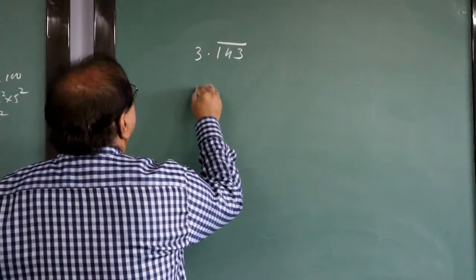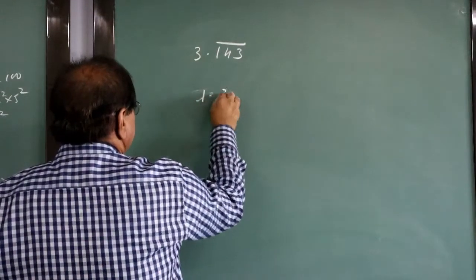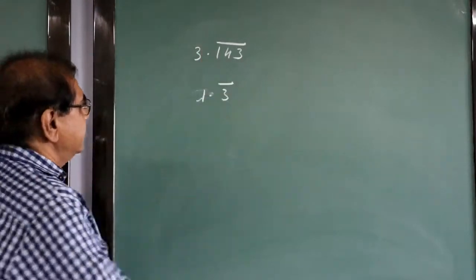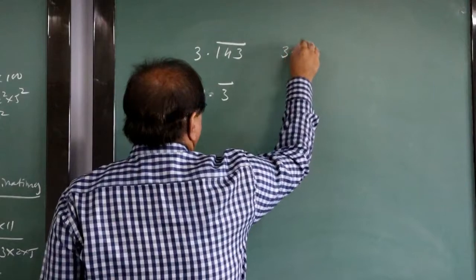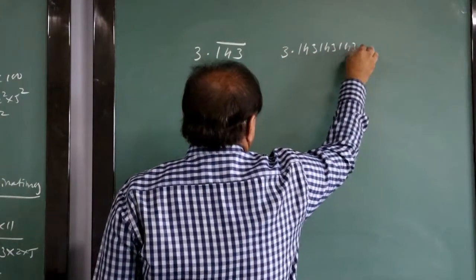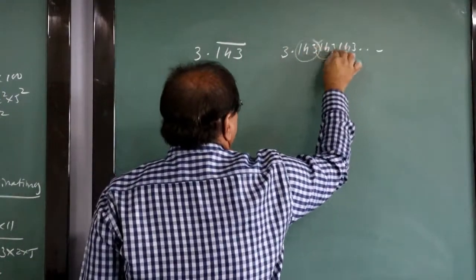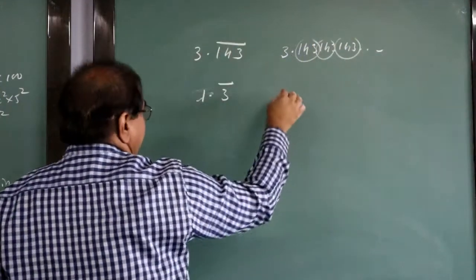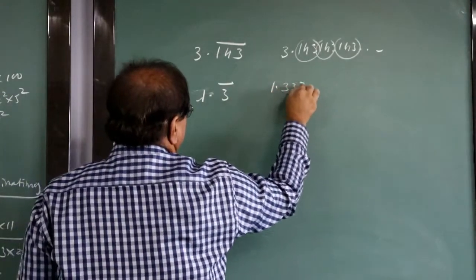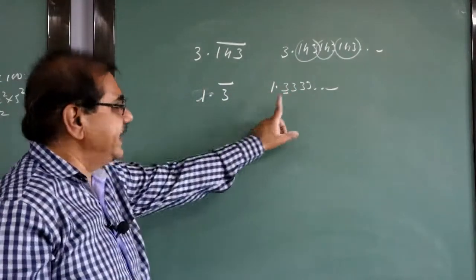And 1.3 bar. Here only 3 is repeating. If I want to write this in the decimal form, 3.143, and so on. So here the block is repeating, and here it is 1.3 bar. So it is 1.3333, and so on. So only one figure or one number is repeating.